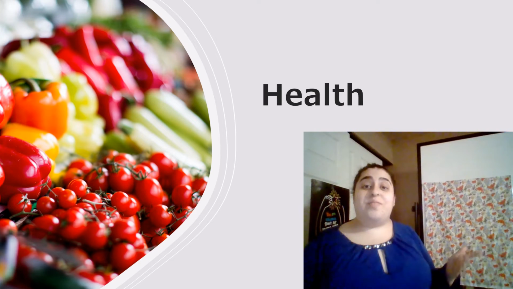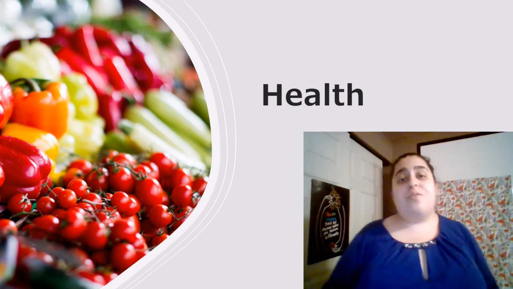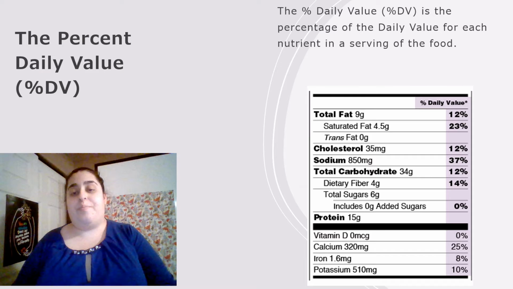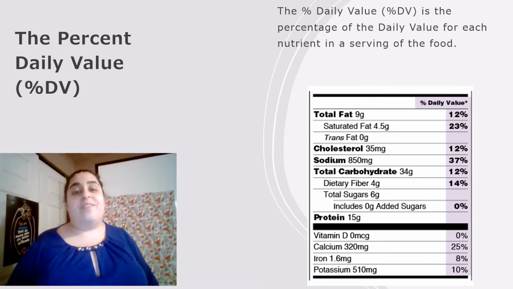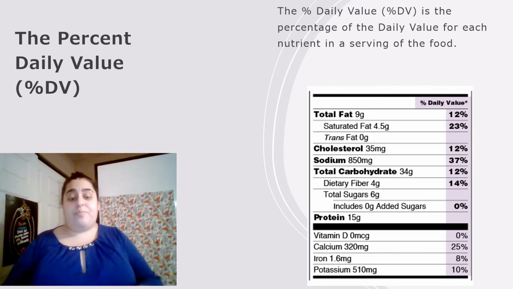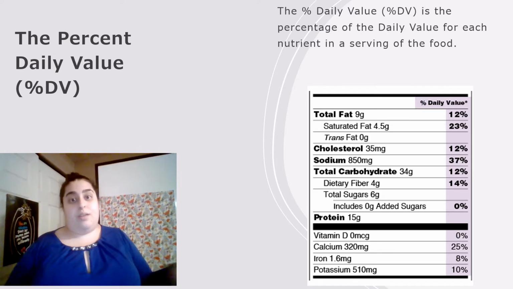Today we are going to be finishing up reading the food label. So the last part of the food label is our percentage daily value, or DV. All that is shaded in purple, that's our DV. What does the DV mean?